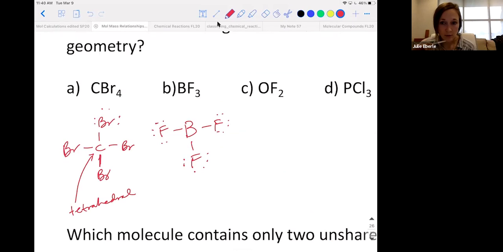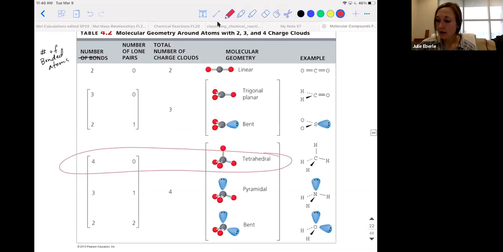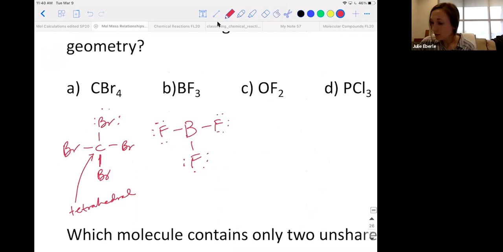So what kind of geometry would this be? How many charge clouds? I see 3 bonds, no lone pairs. What does that correspond to? You're looking at these first 2 columns. Keegan says trigonal, Tyler says trigonal, right? This one right there. Okay, so that fits. That one answers our question. This boron is trigonal planar.